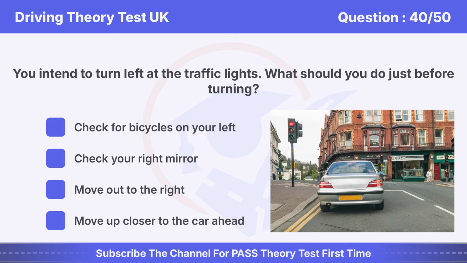Question 40. You intend to turn left at the traffic lights. What should you do just before turning? Option A. Check for bicycles on your left. B. Check your right mirror. C. Move out to the right. D. Move up closer to the car ahead.